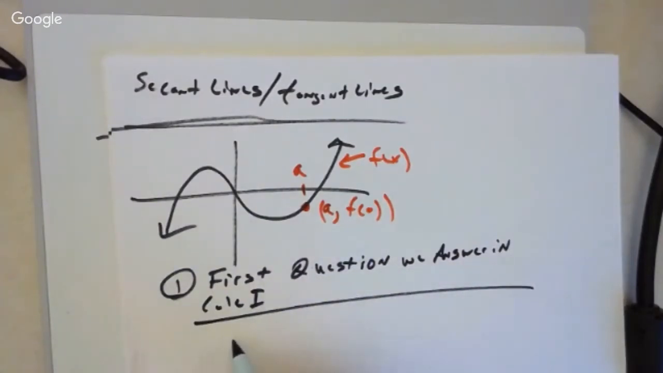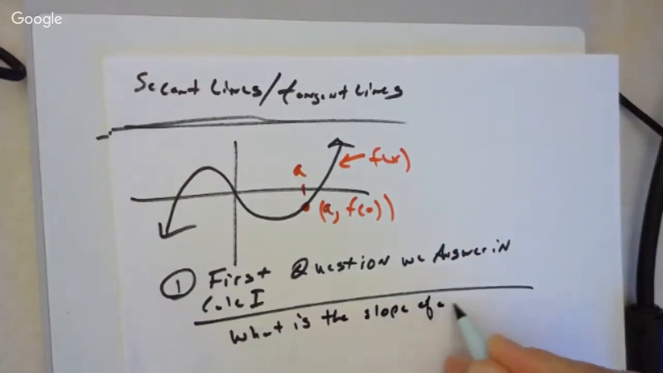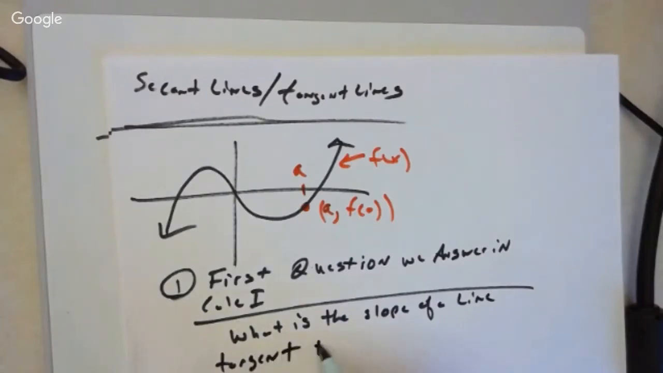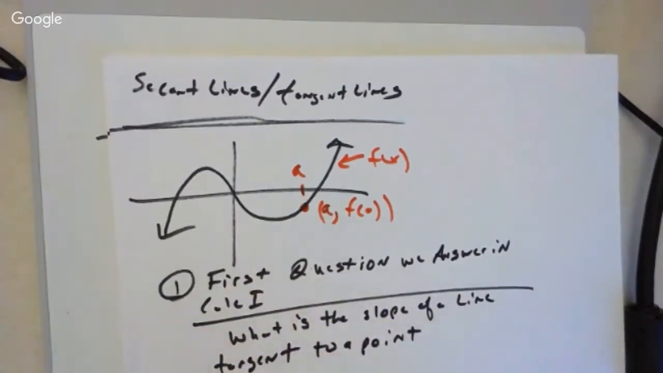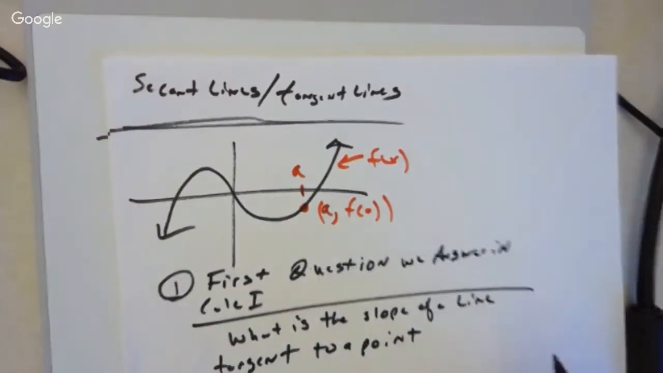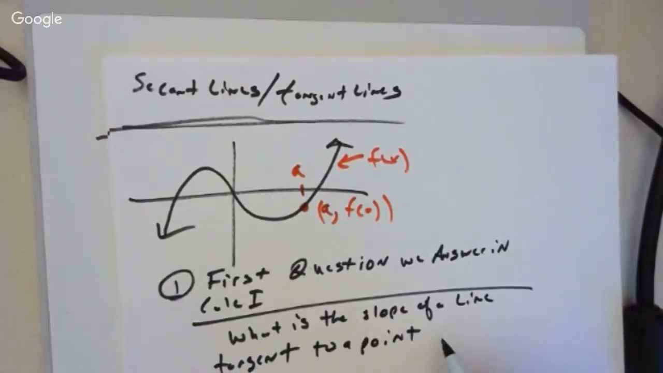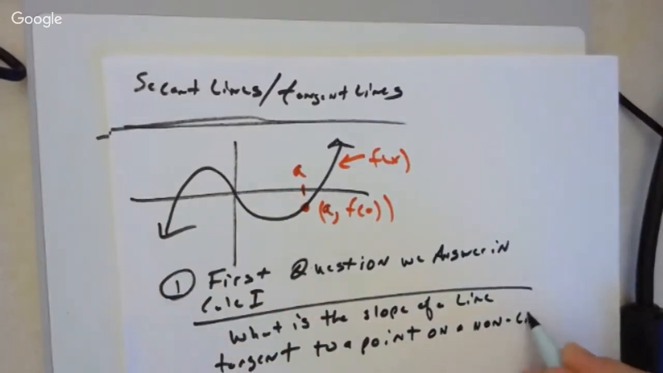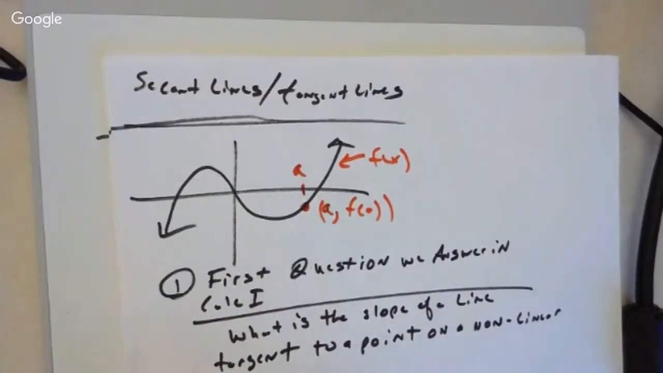First question we answer in Calc 1. What is the slope of a line tangent to a point on a nonlinear curve? Now you may say, well, nonlinear.